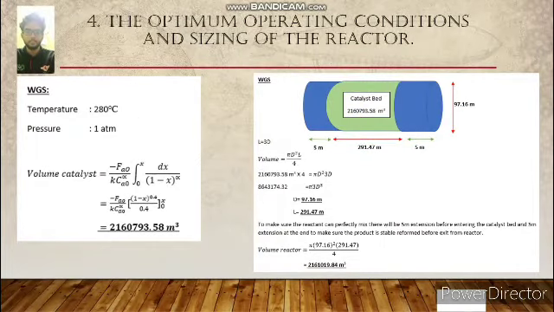Moving on to the WGS reactor, the optimum temperature is 280 degrees Celsius, whereas the pressure is 180 m. The volume of catalyst can be calculated using the same formula, and the volume of reactor can be calculated using pi d square L/4.